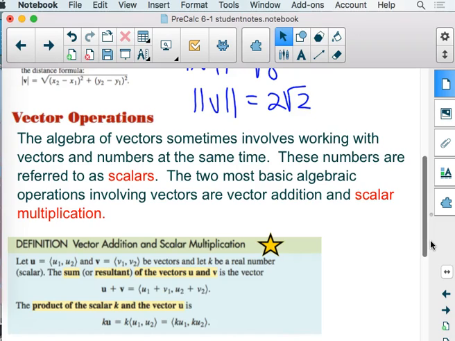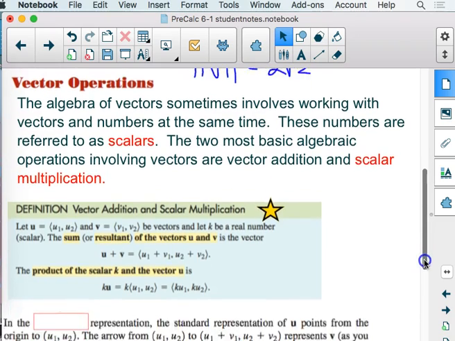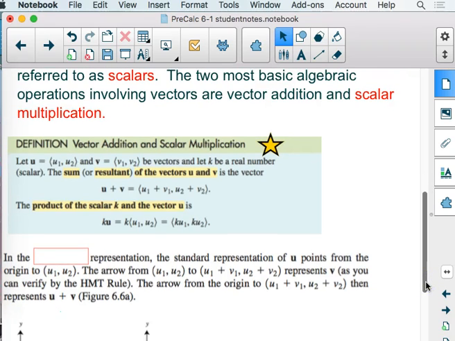So a scalar, again, is just a number. That's all it is. You can think about trying to blow up a picture that you like. You're going to multiply that by a number in order to get Photoshop to make it bigger or smaller, depending on what you want. Vector addition and scalar multiplication.